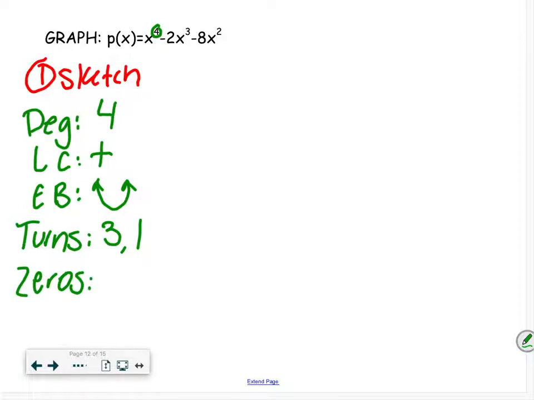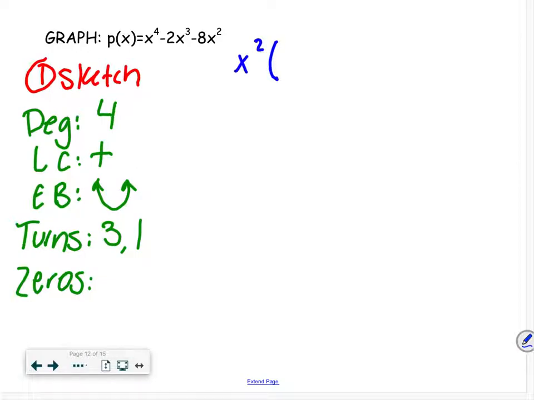How do I find zeros? We normally have parentheses, right? Here we don't. Well, let's get parentheses so that we can make everything easier. In order to get parentheses, I need to take out what they have in common. What's the most amount of x's I can take out? X squared. I can pull out x squared.